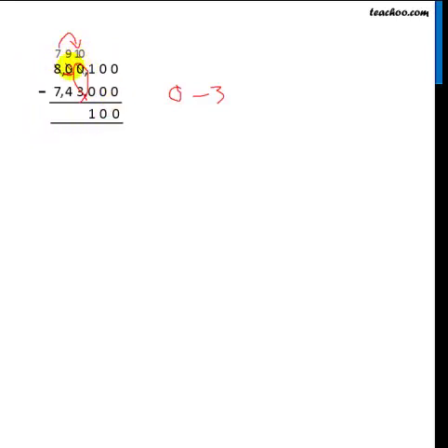So this will be 10 minus 3. Now 10 minus 3 is 7. 9 minus 4 is 5. And 7 minus 7 is 0. We don't write 0 here because it is the first digit. So our subtraction is this.